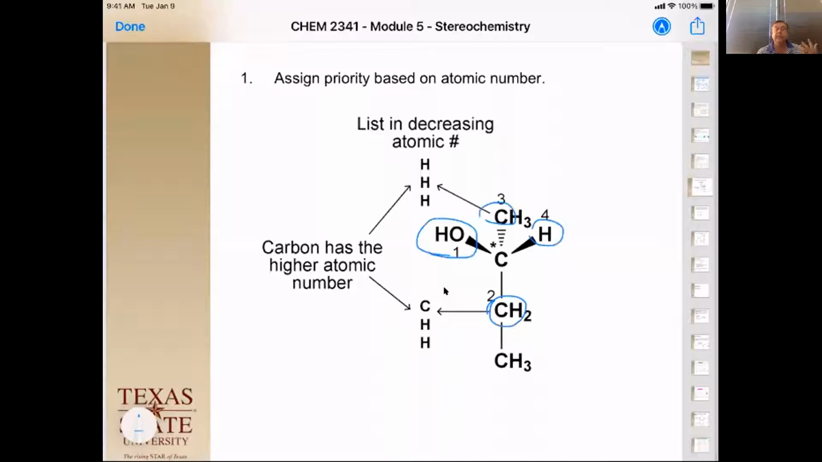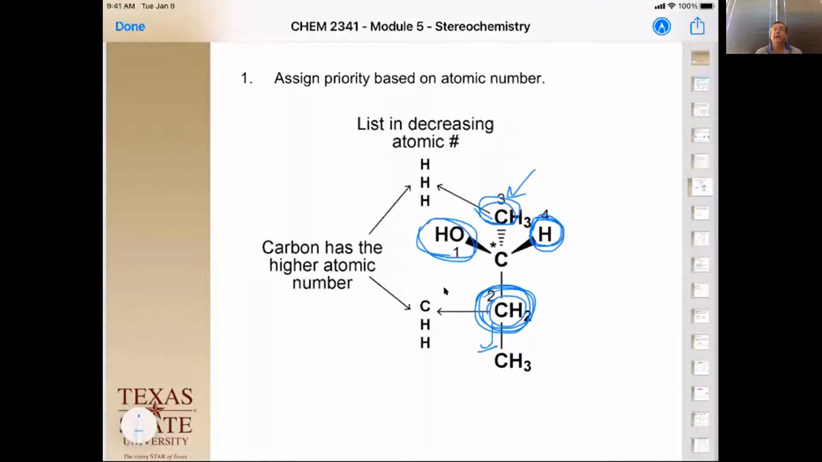Okay. Then we have 2 carbons, both atomic number 6, so we have to go out from there. This has 3 hydrogens on it. This has a carbon and 2 hydrogens on it, making this carbon a higher priority than the methyl group. And then usually hydrogen is almost always 4 because it is atomic number 1, and so it's almost always last. Okay. So now we have our assignment. Our oxygen is 1, our methyl group is 3, our ethyl group is 2, and our hydrogen is 4.